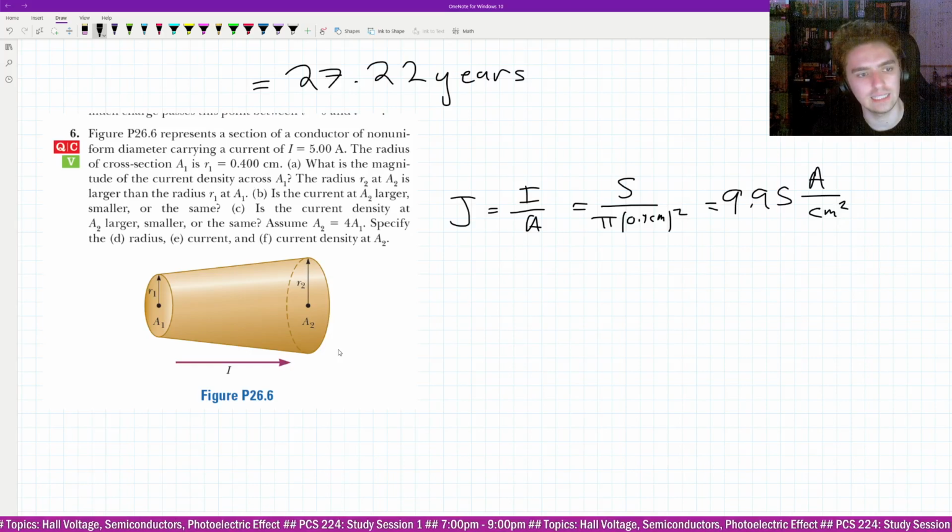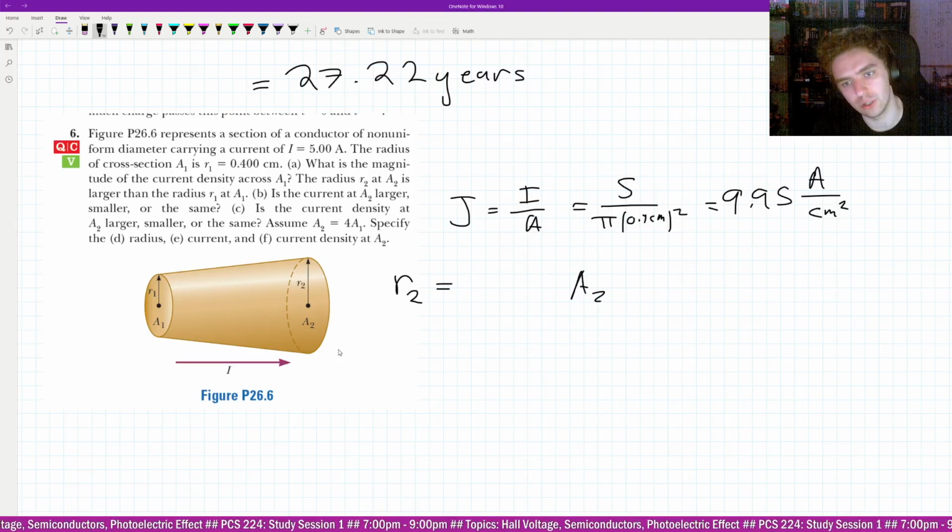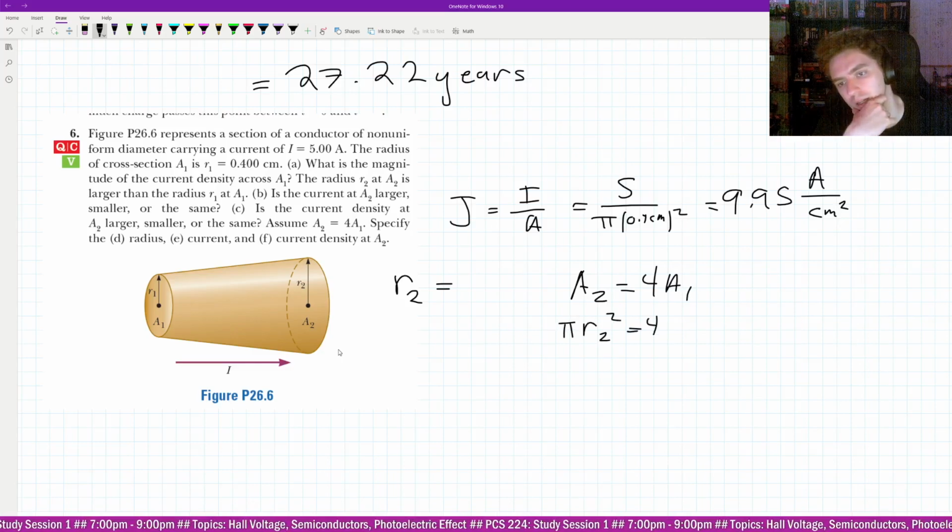So is the current density at A2 larger, smaller, or the same? Assume A2 equals 4A1. Specify the radius, current, and current density at A2. Okay. So we're looking for the current density. Okay, so specify the radius. So the radius at A2 is, well, if the area, so we know A2 equals 4A1. So we know that pi R2 squared equals 4 pi R1 squared, right?